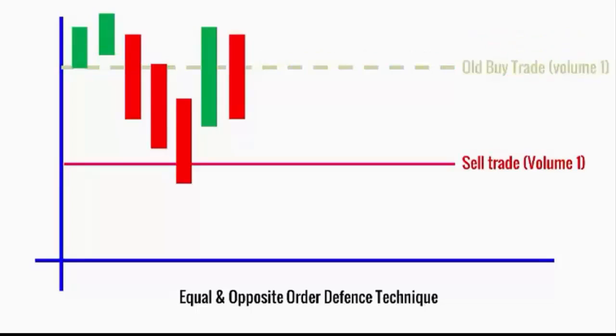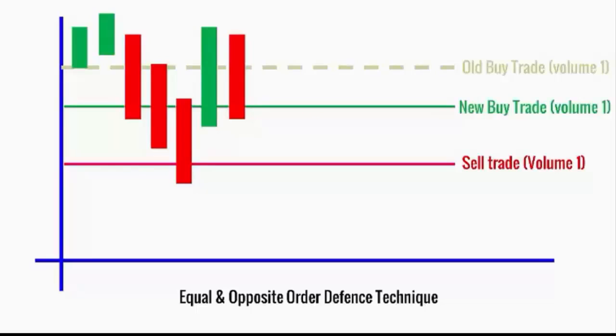So the old buy trade is now out. I've taken a very small profit on it. What I do now is place a new buy order, also of volume 1. So I'm now left with two orders again, a buy trade and a sell trade, but this time the gap between them has closed. Originally it was £50 and now it's only £30.